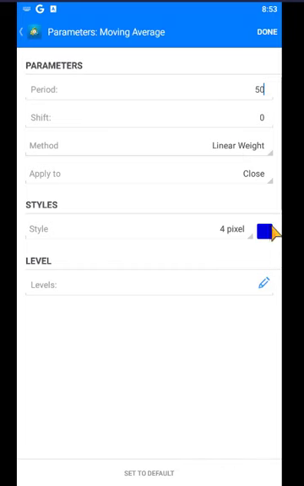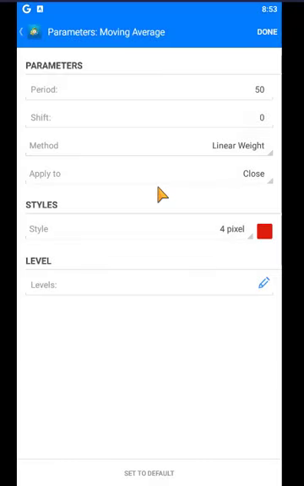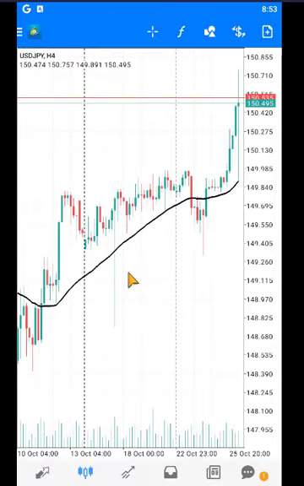Okay. Then of course the color I would like to use, let's say a red. Then of course 4 pixels. Just very simple settings here. I'll click done. So I've applied one moving average. We can go back to the chart and check. So this is what I just applied.